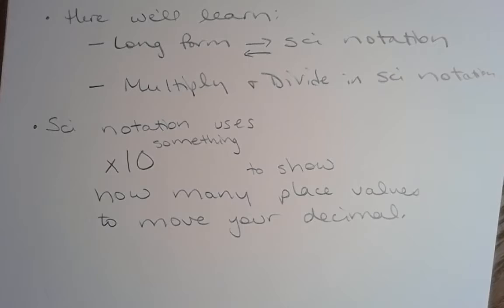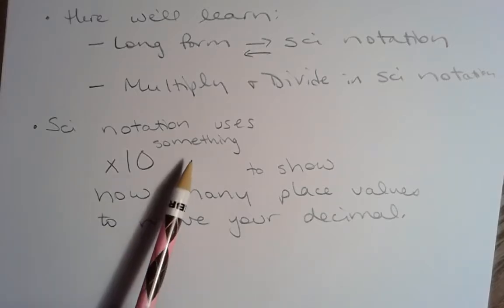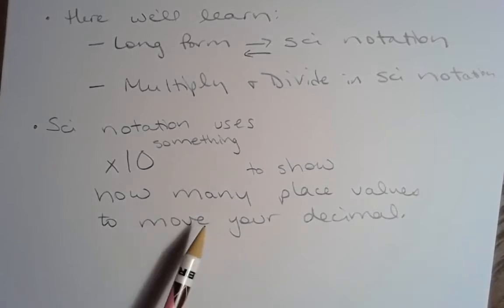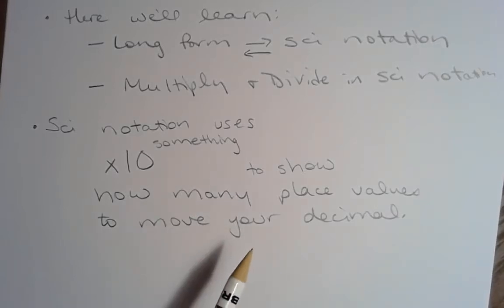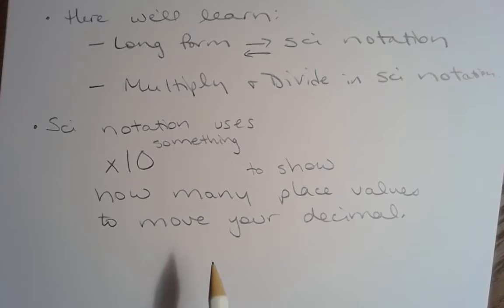So we operate in base 10. Every place value is 10. So like 10 is 10 times 1, 100 is 10 times 10, 1,000 is 10 times 100. Every time you move your decimal, you are multiplying or dividing by 10, just in our base 10 system. And that something shows us how many times to move our decimal.